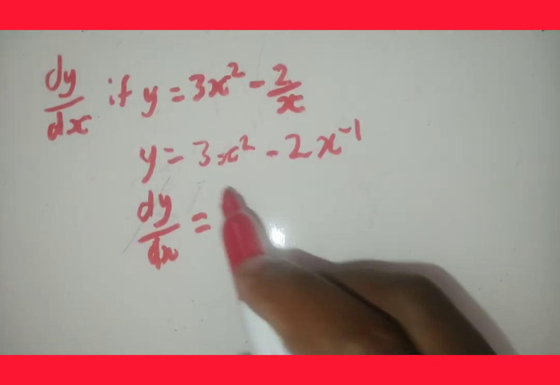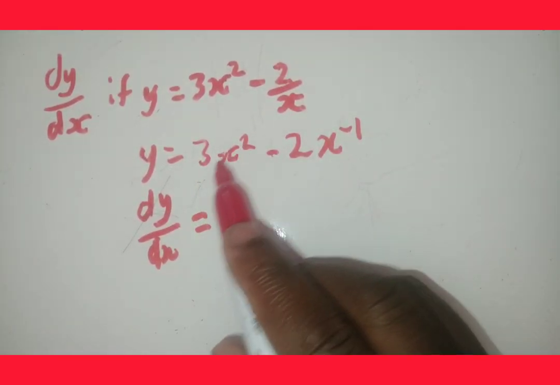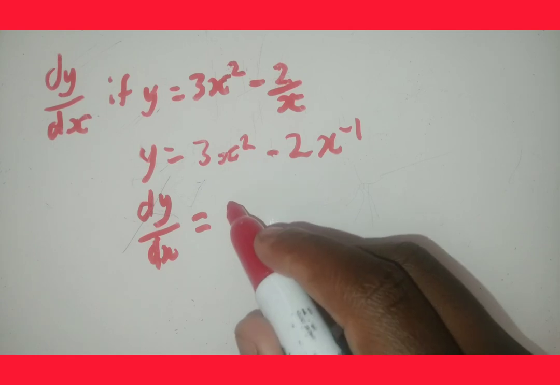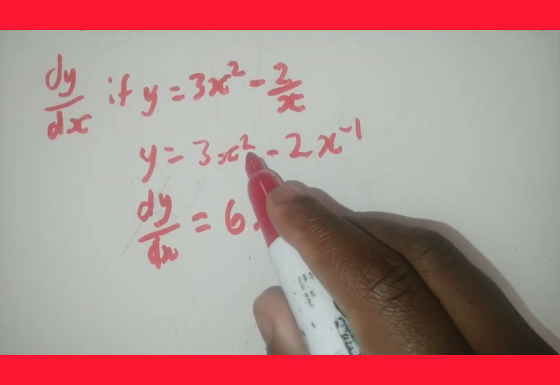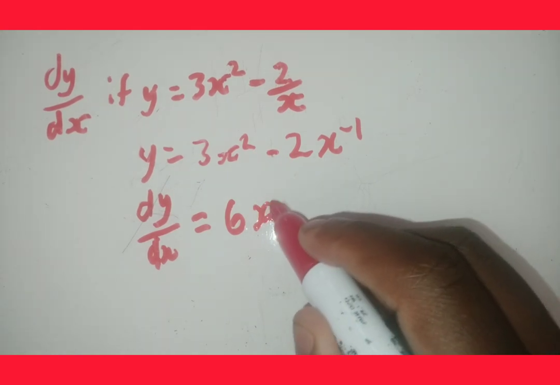Now we know that we have to multiply this. So what is 2 times 3? 2 times 3 is 6. And then we have to subtract: 2 minus 1 is 1. So we don't need to write x to the power of 1.